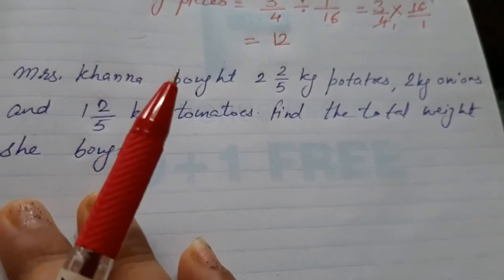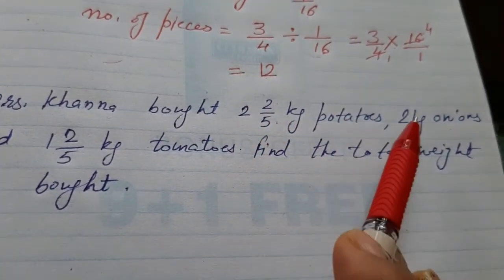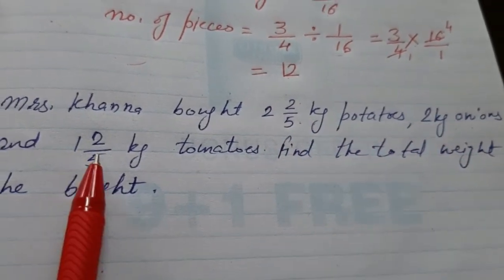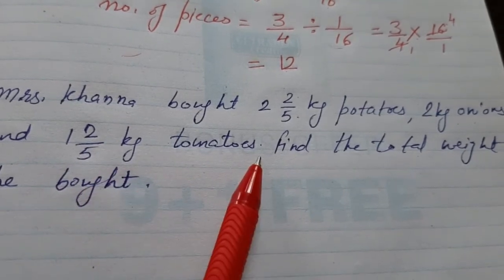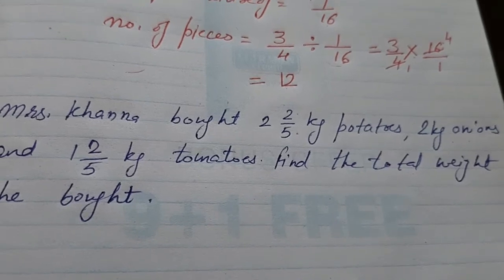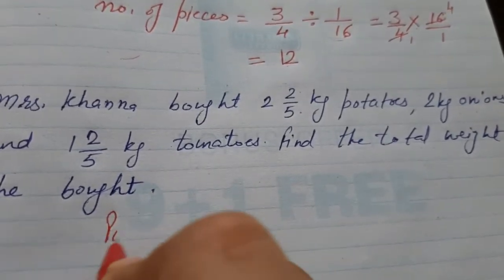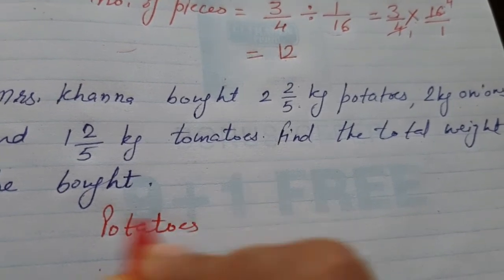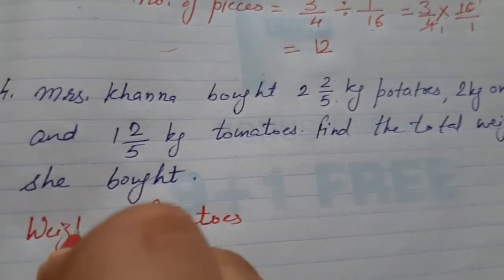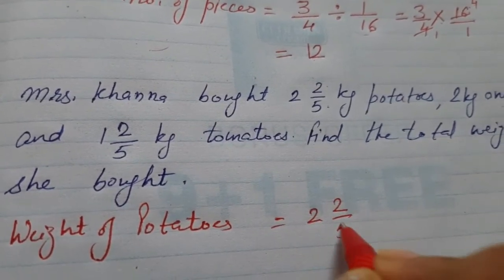Next is: Mrs. Khanna bought 2 and 2 by 5 kg of potatoes, 2 kg of onions and 1 and 2 by 5 kg of tomatoes. Find the total weight she bought. Now this is very simple. You have to just do the addition here. So first of all, you will write down the weight of potatoes, that is 2 and 2 by 5 kg.